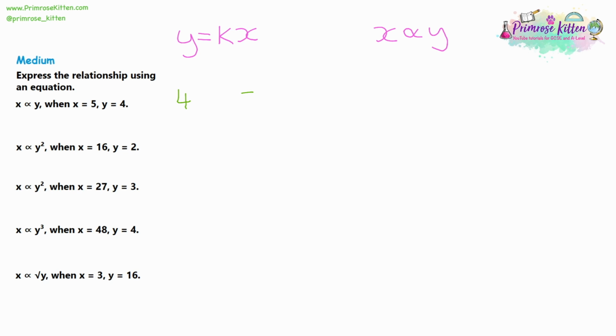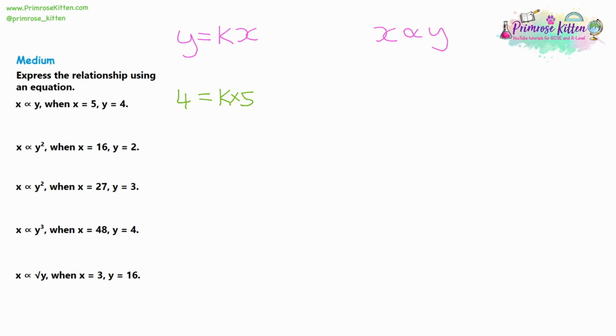X is 5, so swap the x with a 5. Equal sign in the same place, the k in the same place. And remember, in algebra, two things next to each other are being multiplied. So we've got 4 equals k times 5.